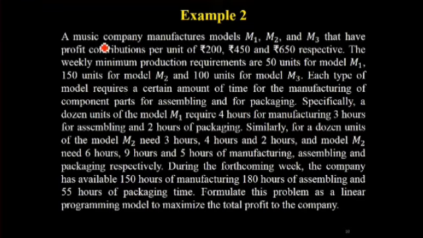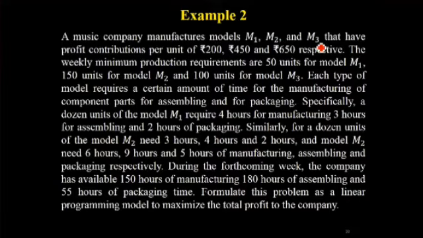You have to read the question carefully, with patience. Then only you will be able to write the formulation. If you understand it, then it will be very easy to write the formulation. So a music company manufactures models M1, M2, M3. For example, a music company manufactures music records, where type 1 is M1, type 2 is M2, type 3 is M3.